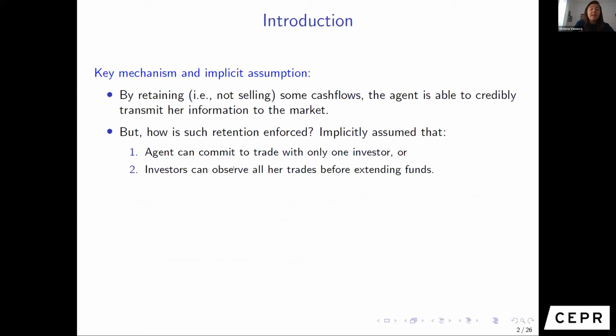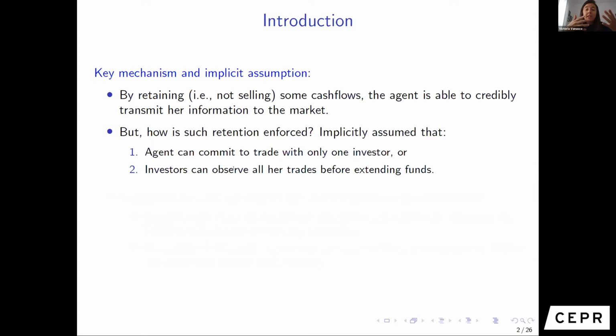Well, the key mechanism here is that by retaining, meaning by not selling some asset cash flows, the agent is able to credibly transmit her information to the market. In other words, if your asset was bad quality, you would prefer to sell it than to keep it on your balance sheet. So by keeping a fraction, or a particular levered equity security, on your balance sheet, this operates as a signaling or screening device of the asset quality.